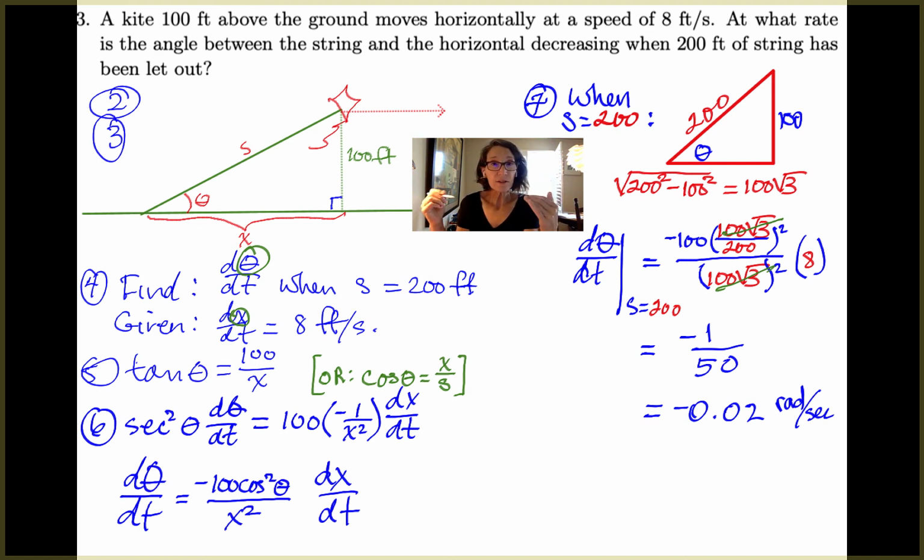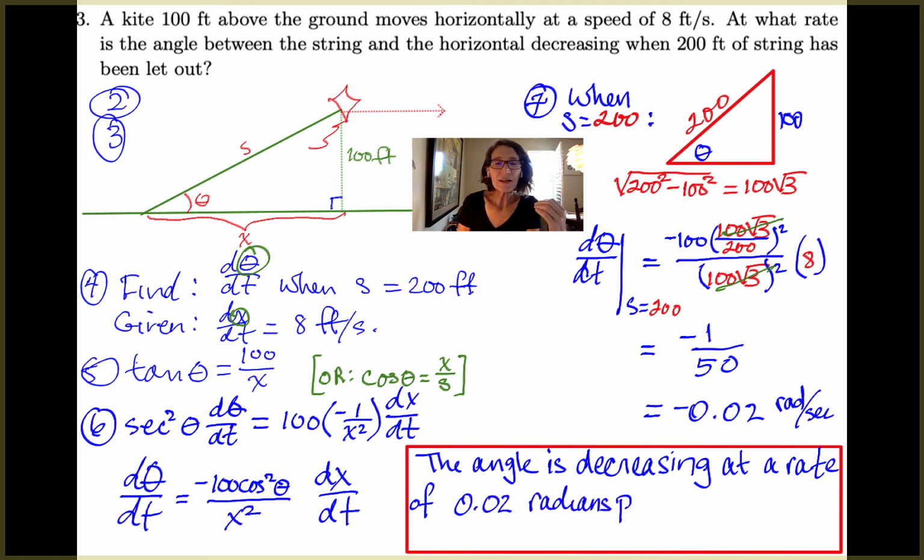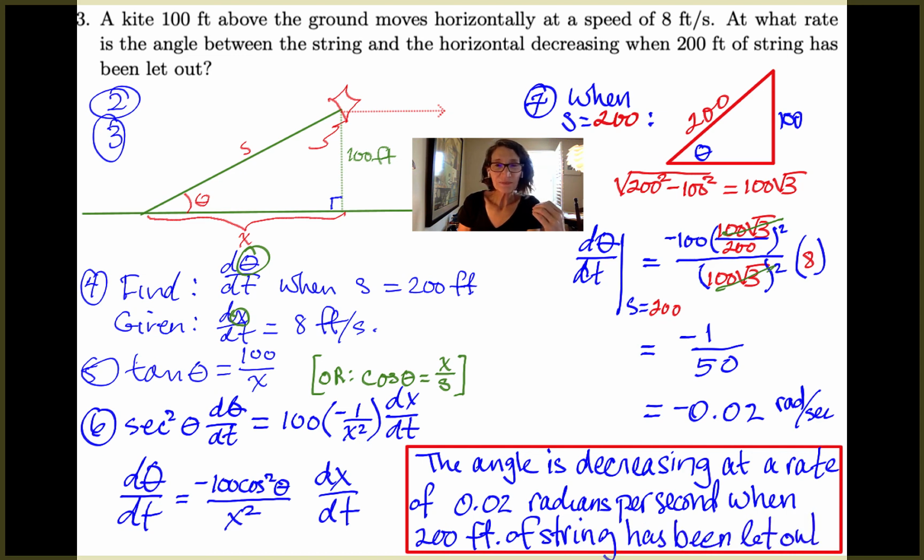But now we have to answer the question. The way it's phrased, it says it's decreasing, so it's like they've already put the minus sign in there for us. So the answer is the angle is decreasing. We have to use that word unless we have a minus sign, at a rate of 0.02 radians per second at the moment when 200 feet of string have been let out.